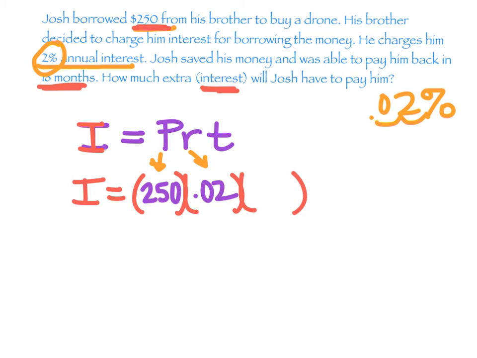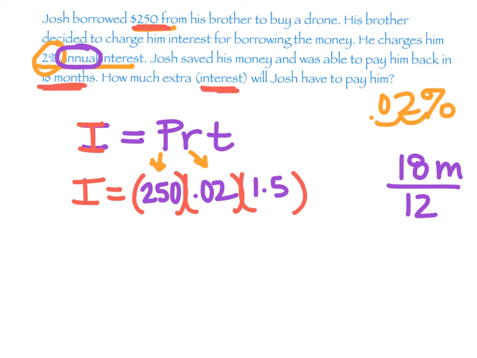And then my time, you guys have to be careful. It says annual interest, so that means it wants it in years. But they said 18 months. Okay, well, to figure out how many years that is, you just divide by 12, because there's 12 months in a year. So I'm going to type in on my calculator 18 divided by 12, and I end up with 1.5, so that's 1.5 years. That's how long it took him to pay it back.